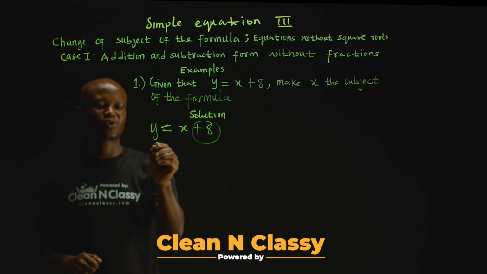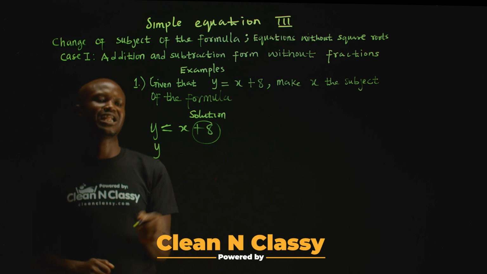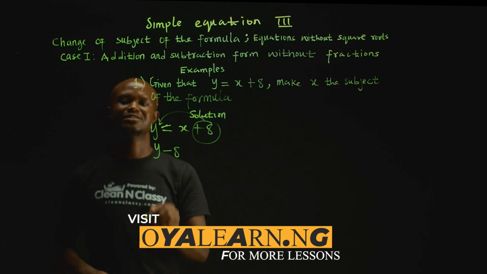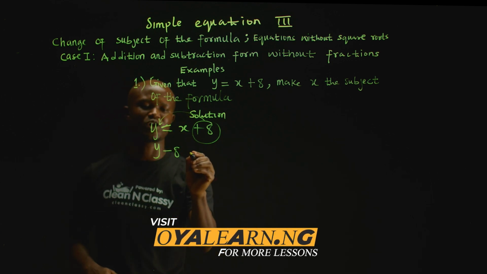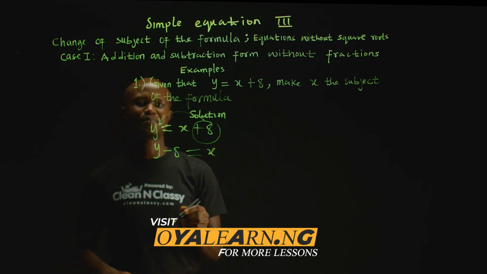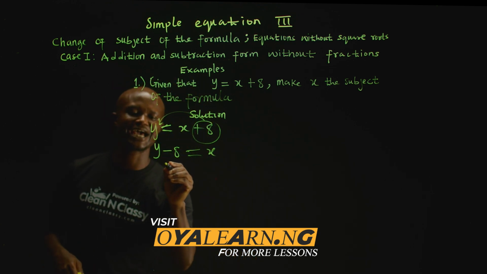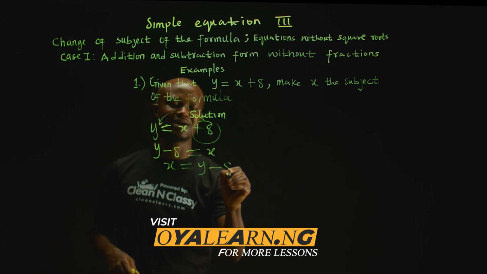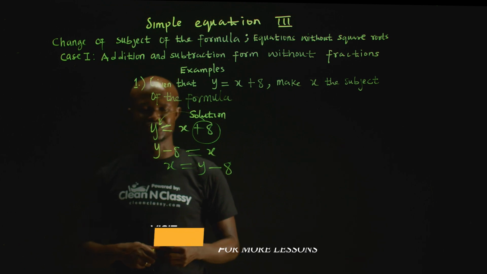In this case, we can move plus 8 to the left hand side. It will become what? Minus 8. So we have y minus 8 equals to what? Equals x. So from here, it means that x equals y minus 8. That is the solution to the problem.